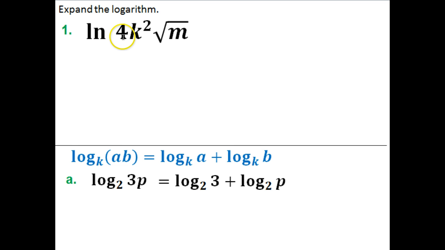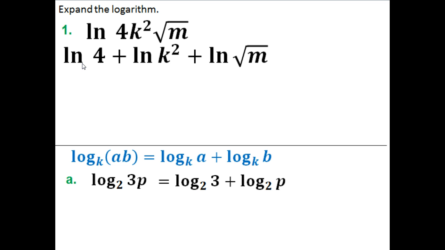This is all multiplication: 4 times k squared times the square root of m. So I'm going to have three different components. This is going to be the natural log of 4 plus the natural log of k squared plus the natural log of the square root of m. The addition comes from right here, which basically states that if this is multiplication, we can just use addition.